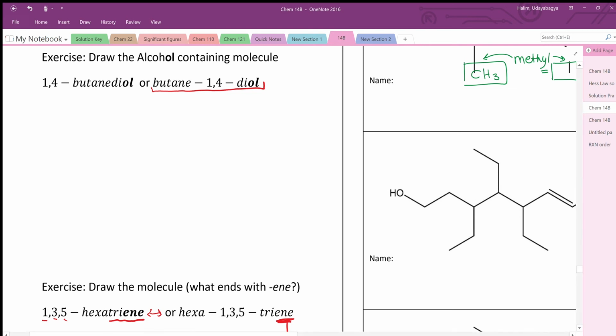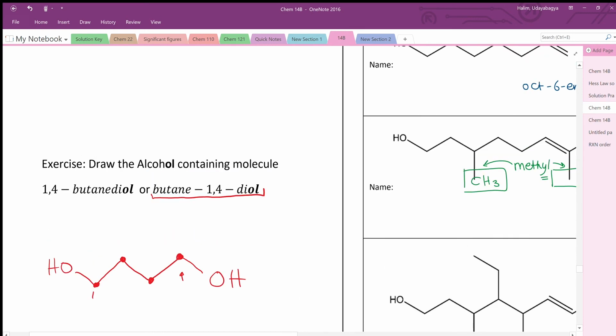So as always, I'm just going to draw the longest carbon chain first. So 1, 2, 3, 4. So that's 4. Position number 1, I have an alcohol. And in position number 4, I also have another alcohol group. There. So the structure looks something like that. And the number of carbons is 1, 2, 3, 4. Right.